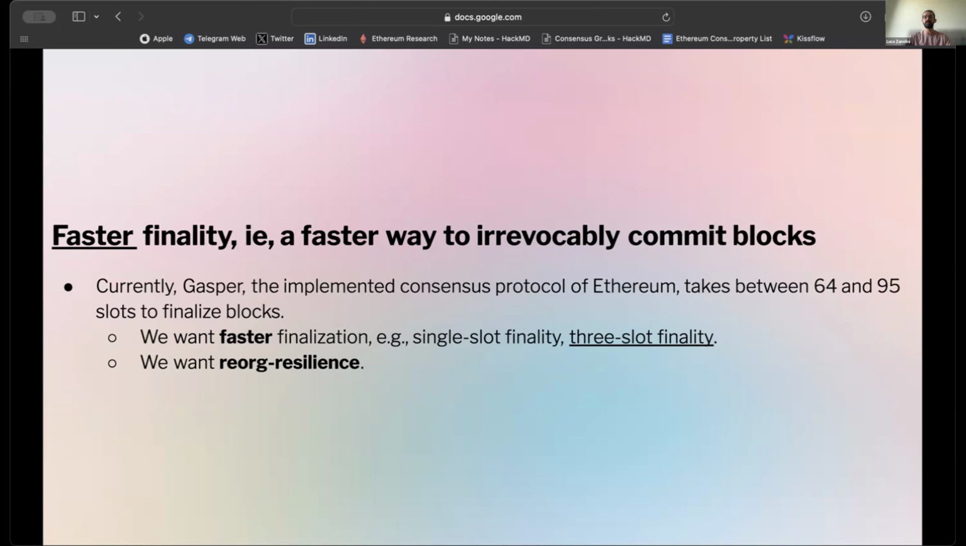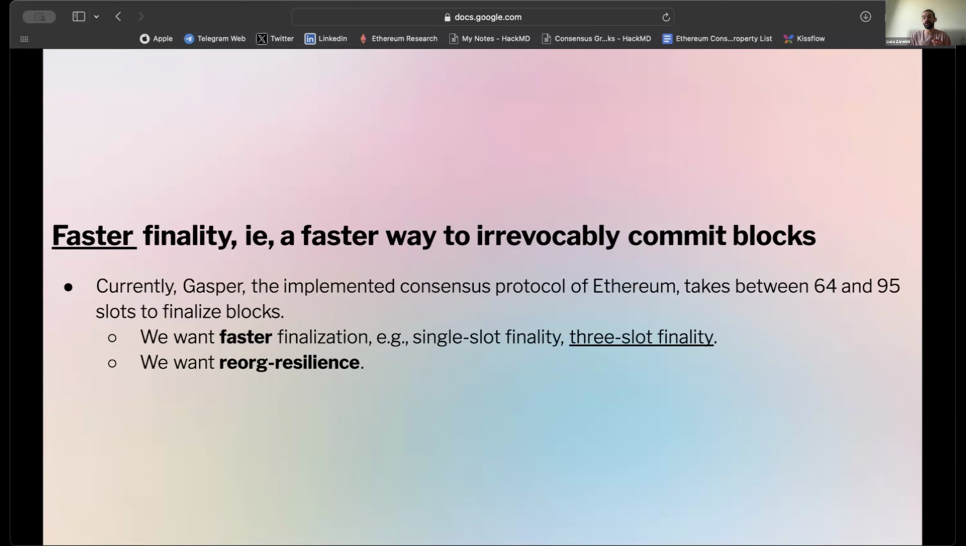So the goal here is we want to keep these guarantees that I just described, but we also want to be able to finalize faster. And this is exactly what our proposal is doing. So we have this 3-slot finality that now Roberto will present.